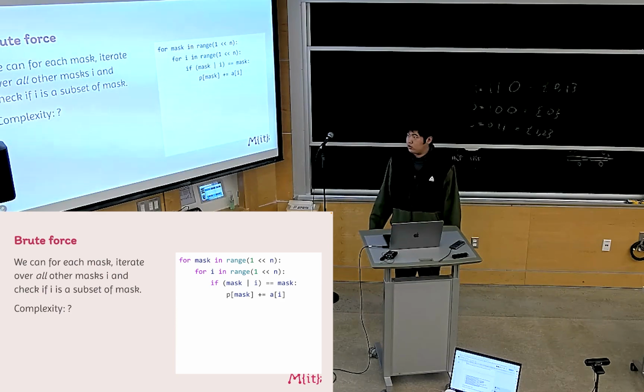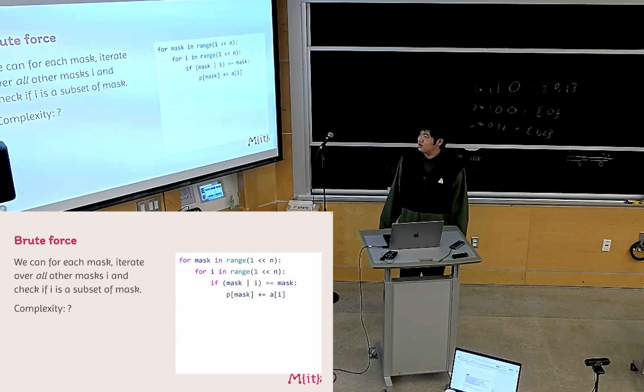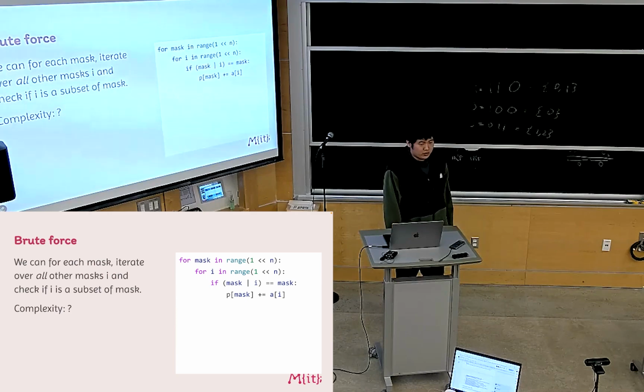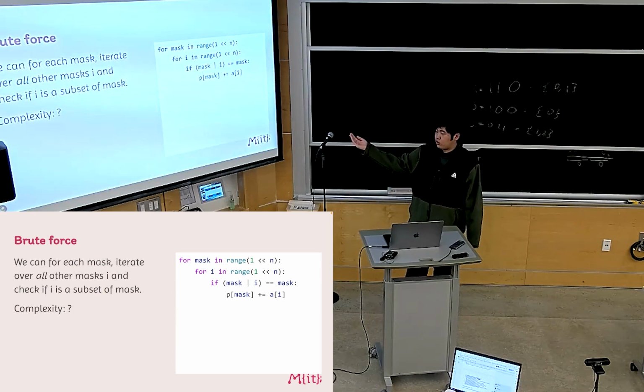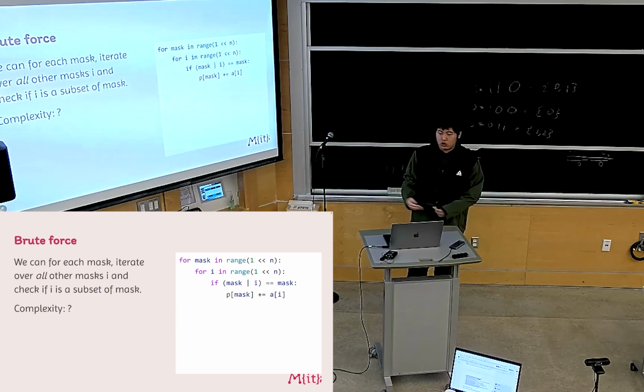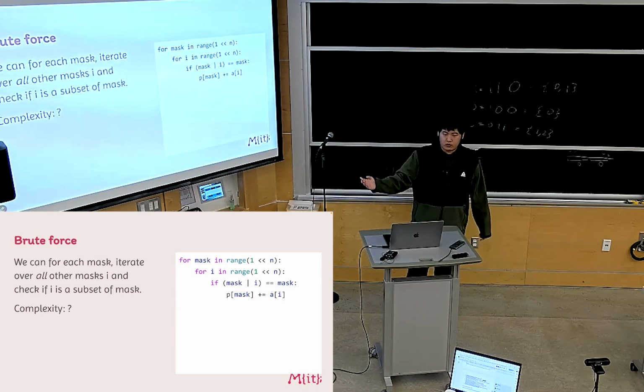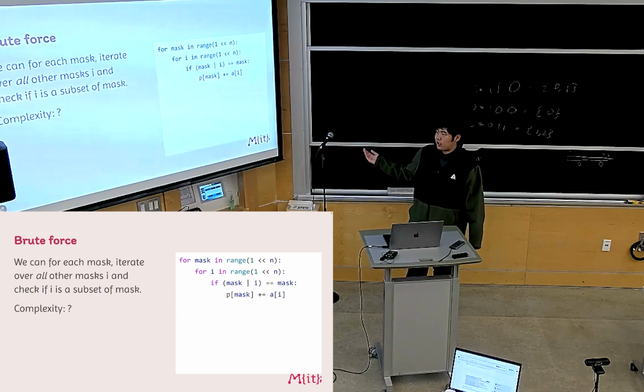It would be 3 to the n. Because if you say that mask has I bits. Oh wait, it's just 4 to the n. Yes, it would be 4 to the n because the first for loop iterates over 2 to the n things, and the second for loop also iterates over 2 to the n things. So in total, we will iterate over 2 to the n times 2 to the n equals 4 to the n different pairs of mask and I. So the total complexity of this would be 4 to the n. So our goal would be to optimize this to something preferably much faster.